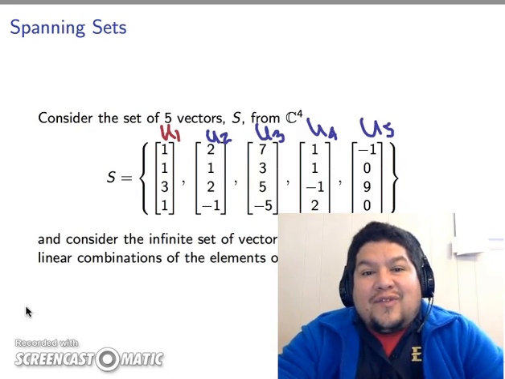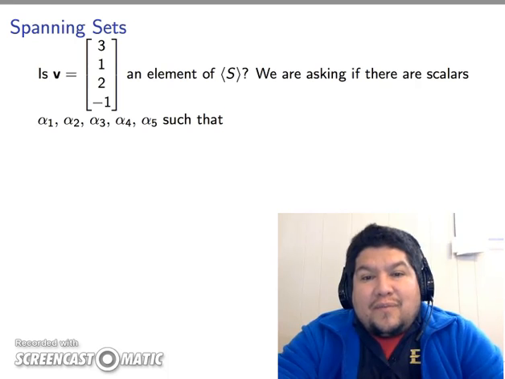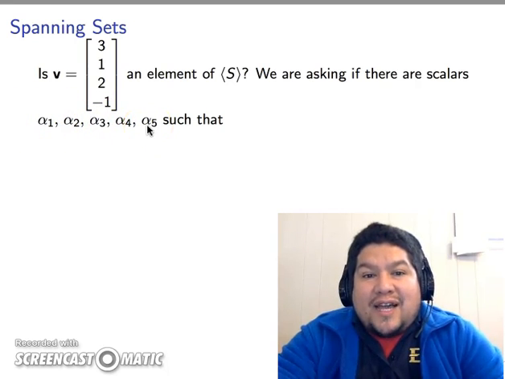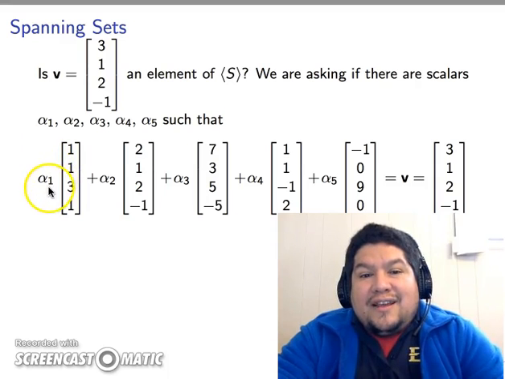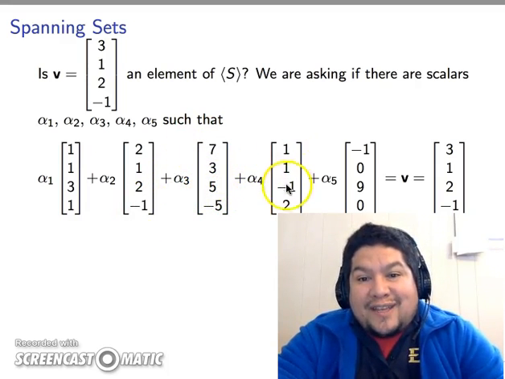This is a set that contains 5 column vectors in C4, and we're going to explore a question about membership to the span of this set. So let's address the question: whether or not the vector v with entries 3, 1, 2, and -1 is an element of the span of S. What we're doing is asking if we can find values for scalars alpha 1 through alpha 5 such that the linear combination alpha 1 times the first vector plus alpha 2 times the second vector plus alpha 3 times the third vector plus alpha 4 times the fourth vector plus alpha 5 times the fifth vector is indeed equal to that candidate vector to be on the span of the set.